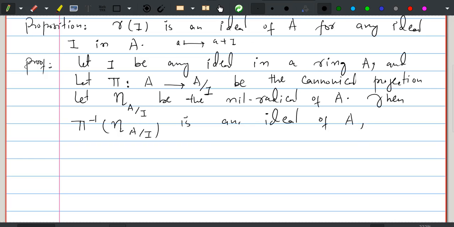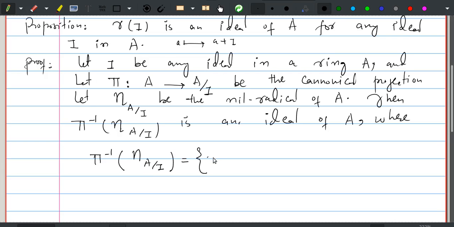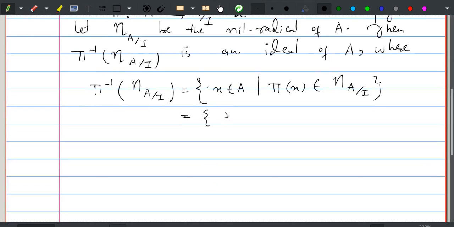So where this pi inverse of eta of A mod I is actually all those elements in ring A whose image belongs to the nil radical of A mod I, which is same as to say that this set consists of all those elements x of A such that pi of x, which is x plus I, is in the nil radical of A mod I.